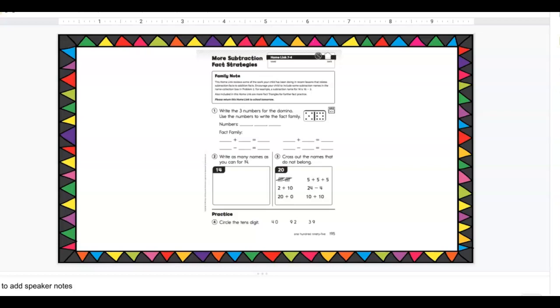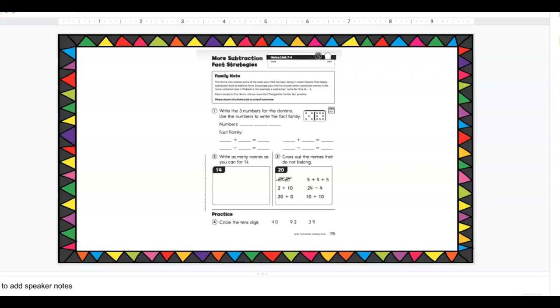Home link time. For your home link today, which is on page 195, you're going to be writing down fact families by looking at a domino and then coming up with the four number sentences. And you're also going to find different names for these two numbers. You have a 14 and a 20, and then you're going to circle the numbers that are in the tens digit on these three different numbers. So there you go. You're all set.